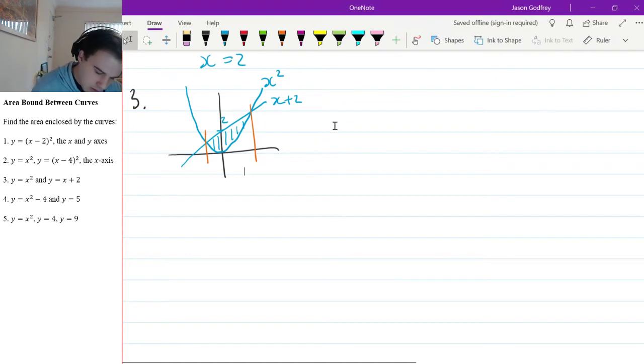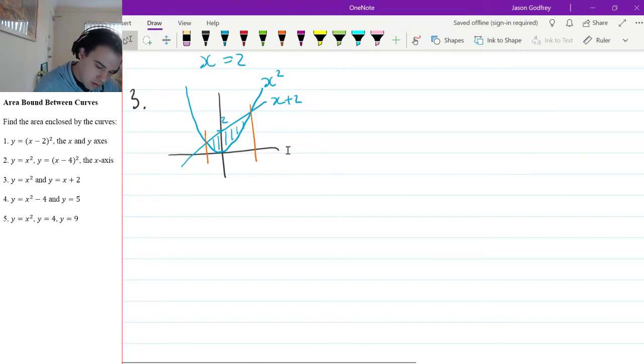Right, so if we find, for example, this yellow region, and then we subtract this green region here, then we'll be left over with the area between the 2 curves. So again, we've got to find out what these x coordinates actually are, so we can integrate x plus 2 from here to here and integrate x squared from here to here as well.